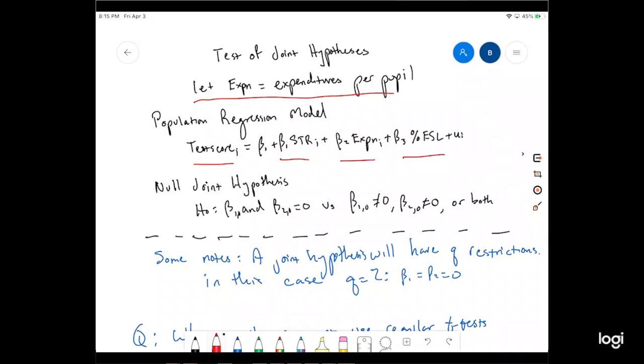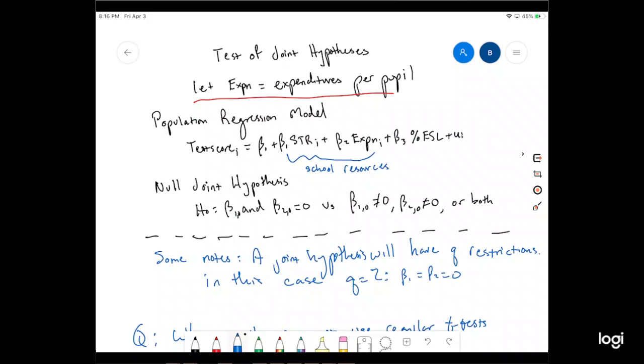Now our null or joint hypothesis is that school resources, basically money at a school, don't matter versus they do matter. So what are school resources in this model? School resources in this model are student-teacher ratio and expenditures, expenditures being the amount of money the school has per pupil. So we want to find out, do school resources matter at all?